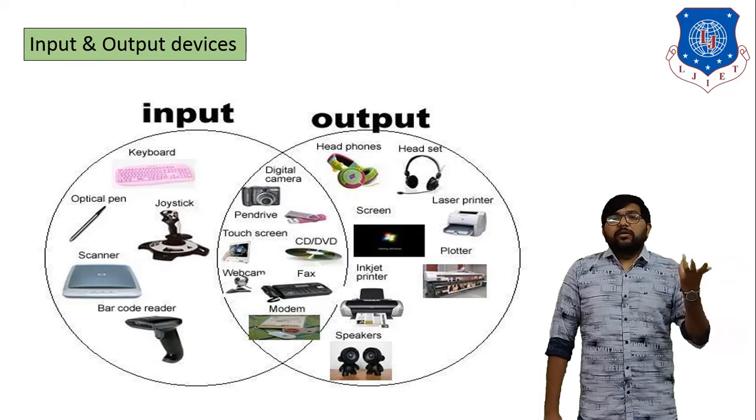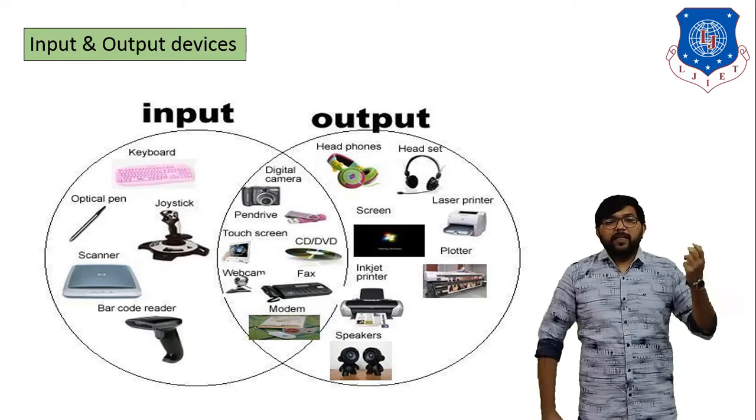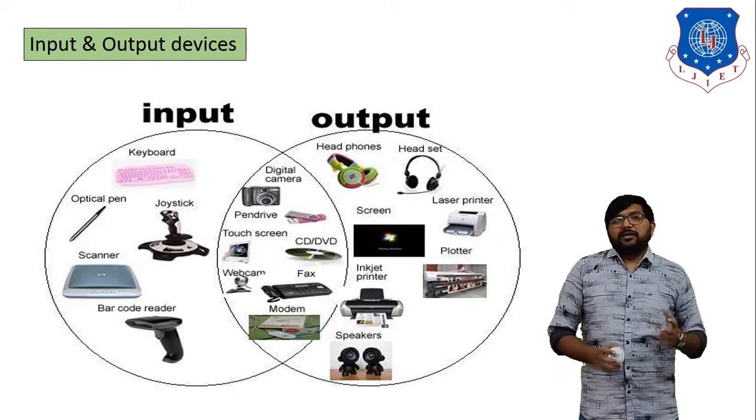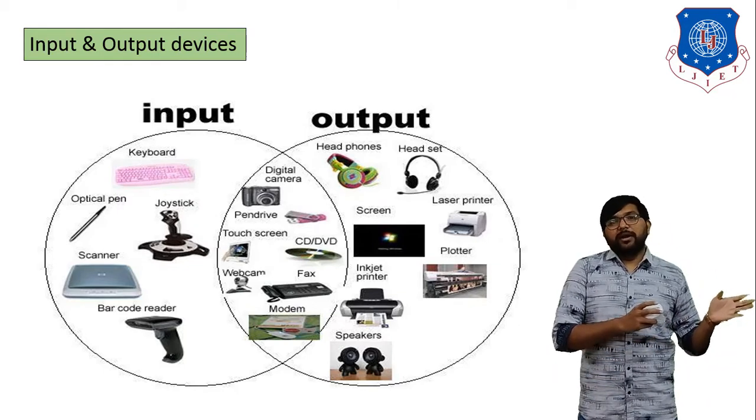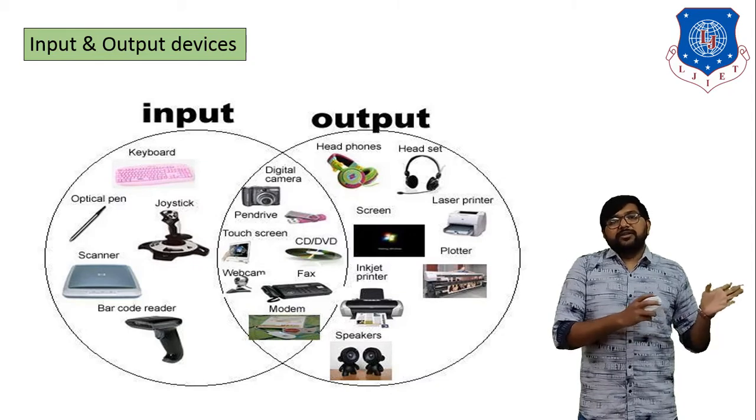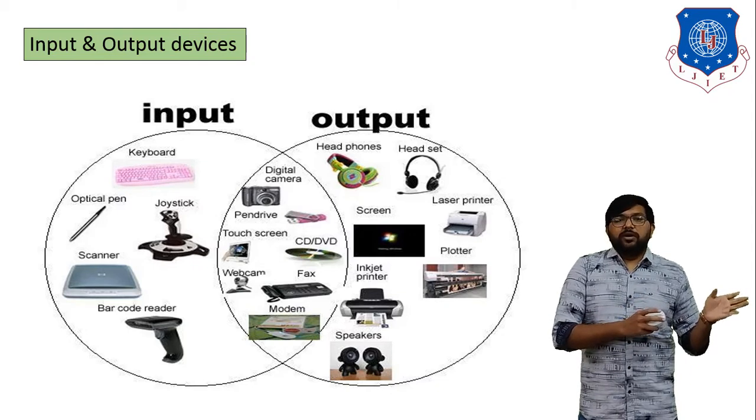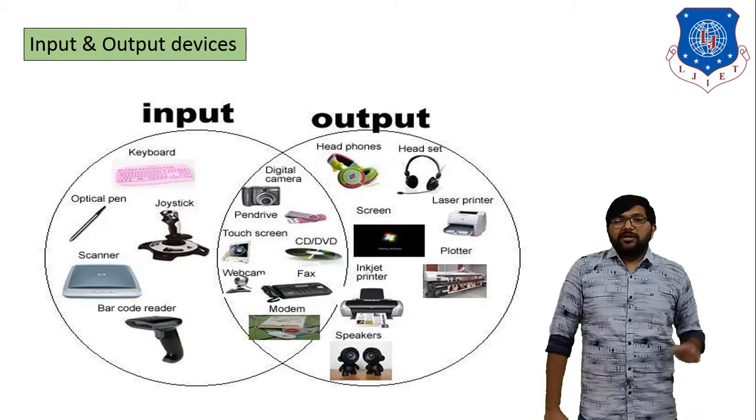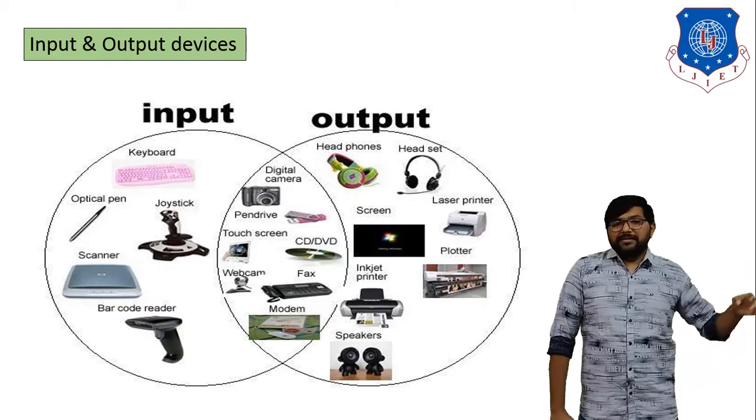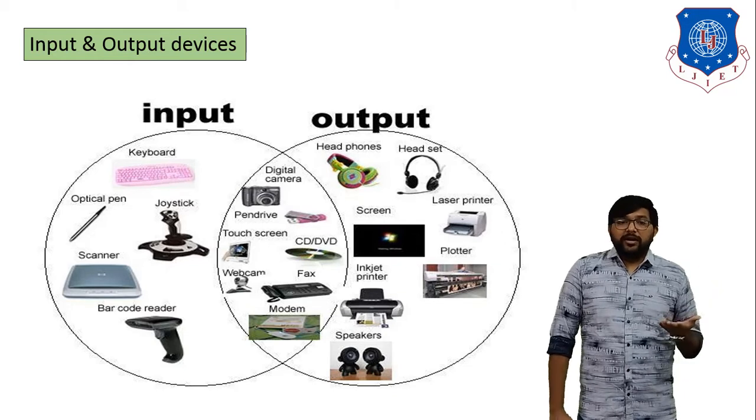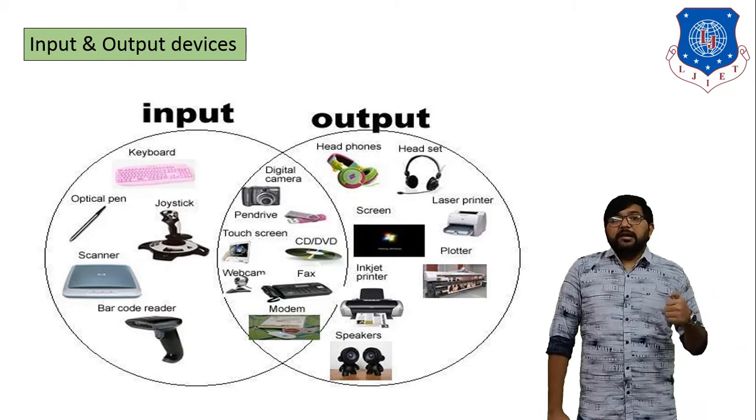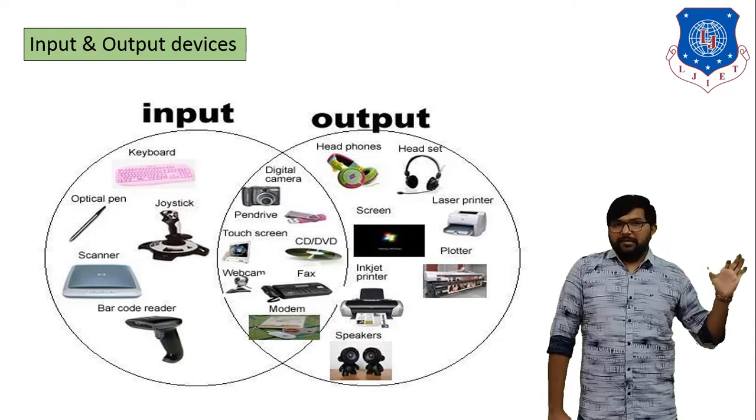Clear? So input devices are like the keyboard. For example, if you want to enter the value of a force in your system, you have to use the keyboard. So the keyboard is considered one type of input device. The second one is the scanner. The third one is the barcode reader. Joystick and mouse are all input devices.